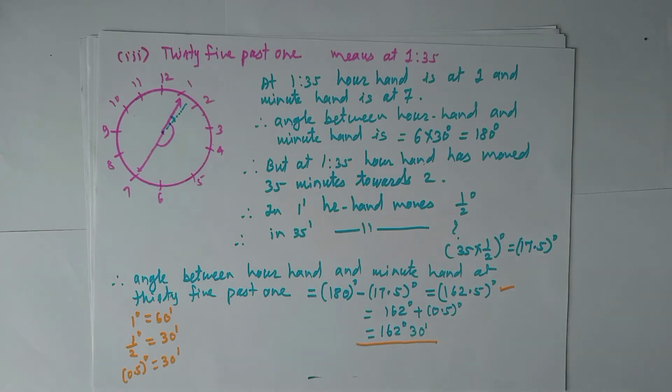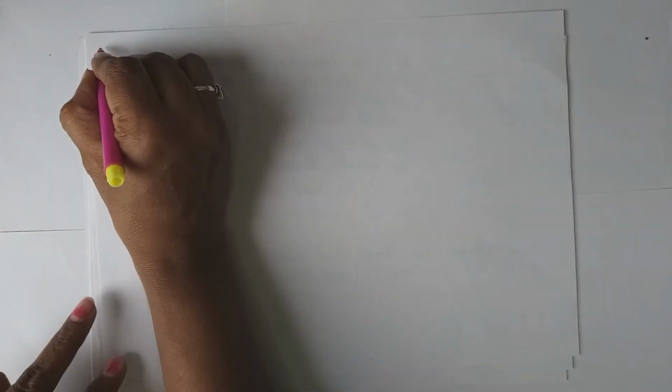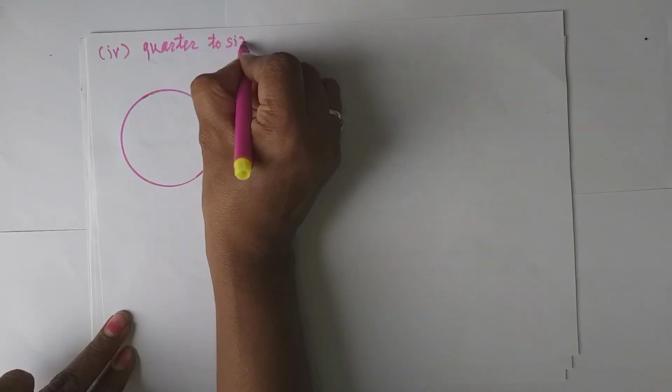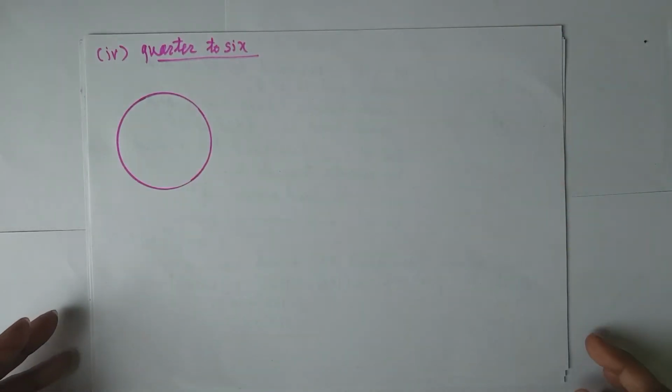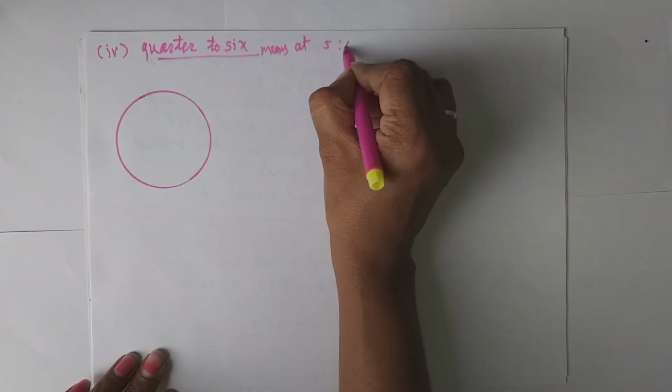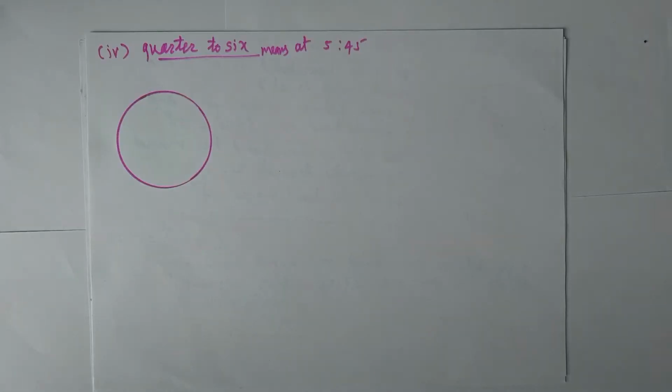Okay, let's see the next example. What is the fourth example? That is quarter to 6. Quarter to 6 means what? Quarter to 6 means 15 minutes less to 6. That is to find angle at 5:45. That is we have to find angle between hour hand and minute hand at 5:45.